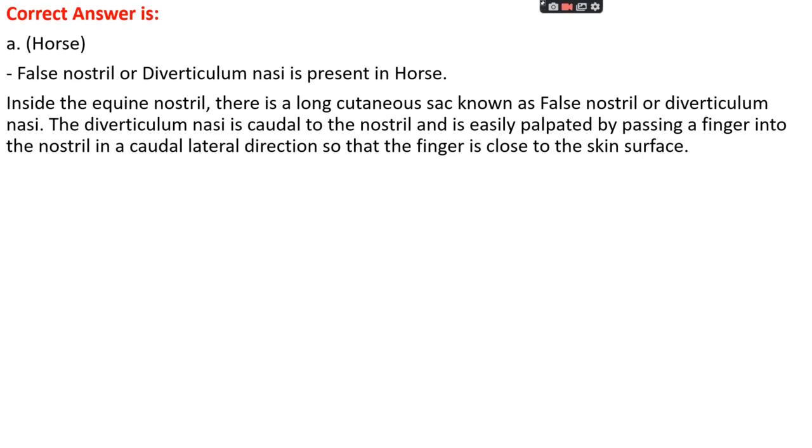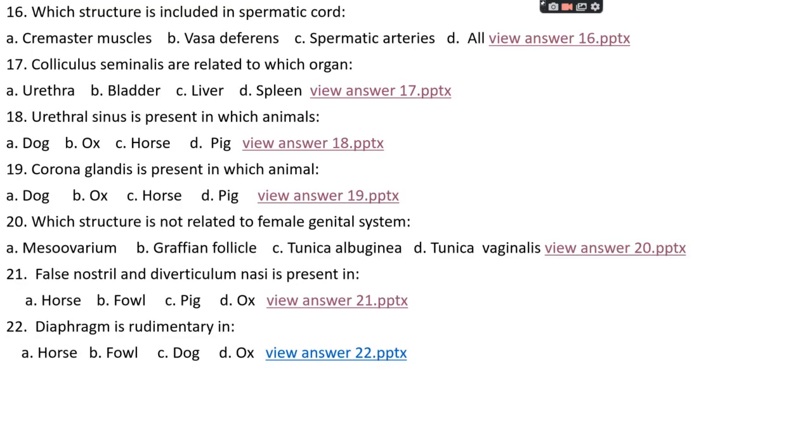If we see inside the equine nostrils, there is a long cutaneous sac which is known as the false nostril or diverticulum nasi. This diverticulum nasi is located caudal to the nostrils, and it is easily palpated by pressing a finger into the nostrils in a caudolateral direction so that the finger is close to the skin surface.